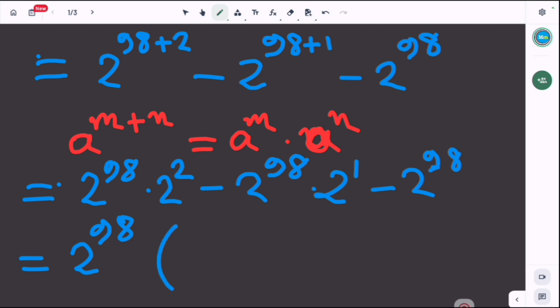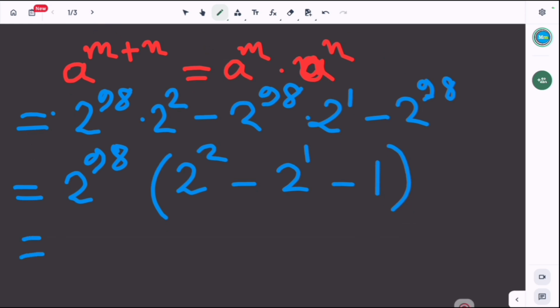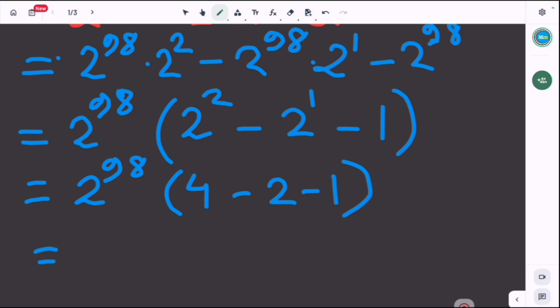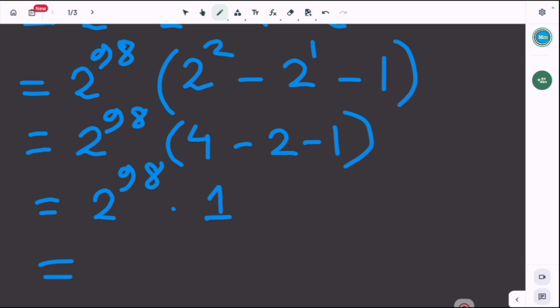Okay, then under bracket 2 square minus 2 to the power 1 minus 1, equals 2 to the power 98 as it is. 2 square equals 4, minus 2, minus 1, equals 2 to the power 98 into 4 minus 2 minus 1, equals 1. So it becomes 1 into 2 to the power 98. So this is the answer.